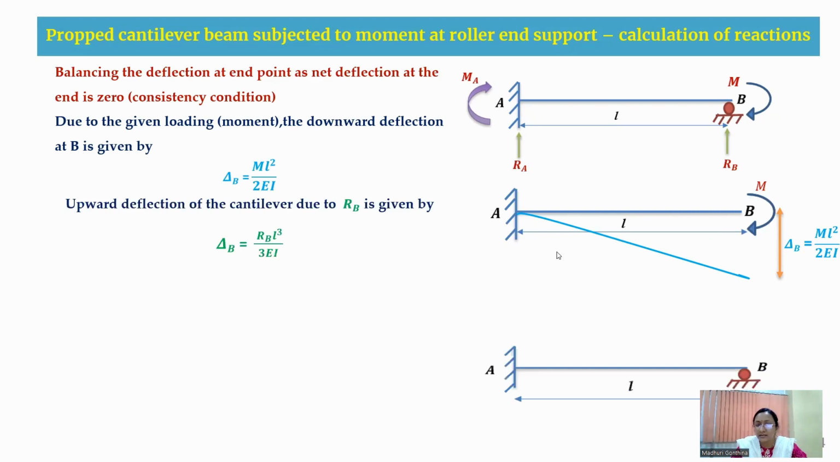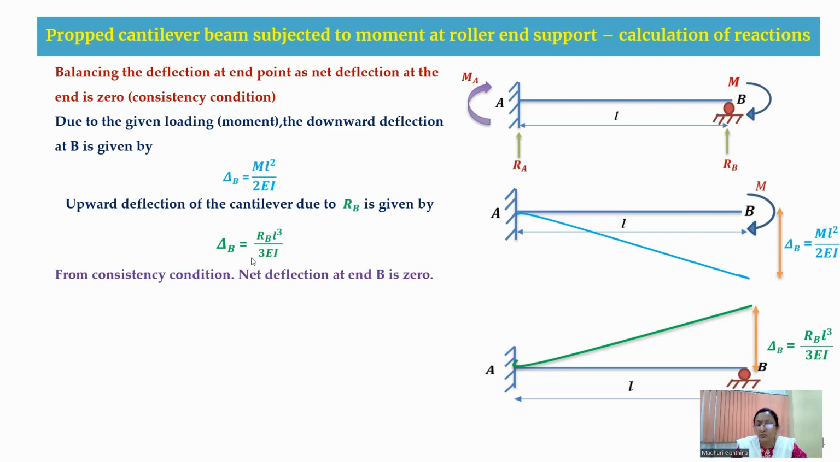Then we have another cantilever beam, which is having an upward reaction at this B support. Due to this upward reaction, we are having an upward deflection, which is RB into L cube by 3EI. As these are opposite in nature, downward deflection and upward deflection, I'm just equating those two deflections. Or you can add the two deflections, the net deflection will be 0. Anyway, we have opposite signs. Just equating these two equations, I'm getting RB as 3M by 2L.